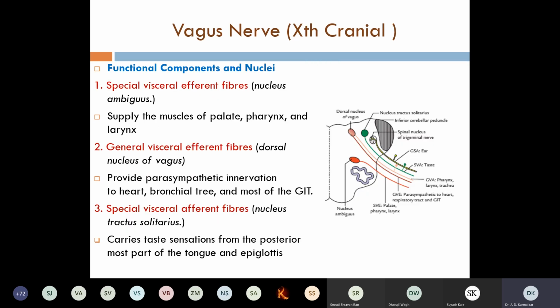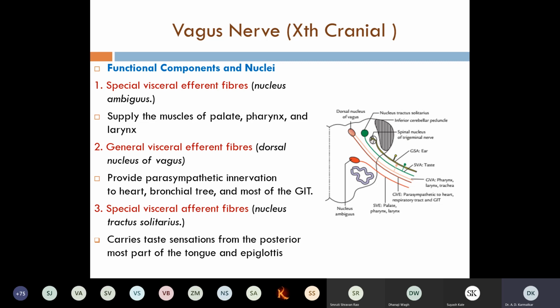What are the functional components and the nuclei? Already you have seen, just to have a review. If you look at this diagram, already you have studied it at the medulla oblongata. You can see there is the nucleus ambiguus, which gives origin to the fibers supplying the muscles as special visceral efferent fibers.